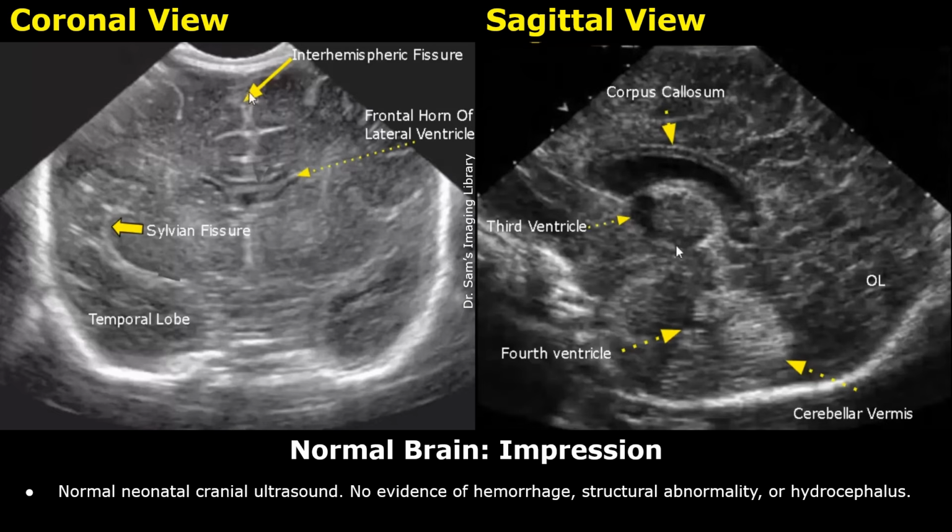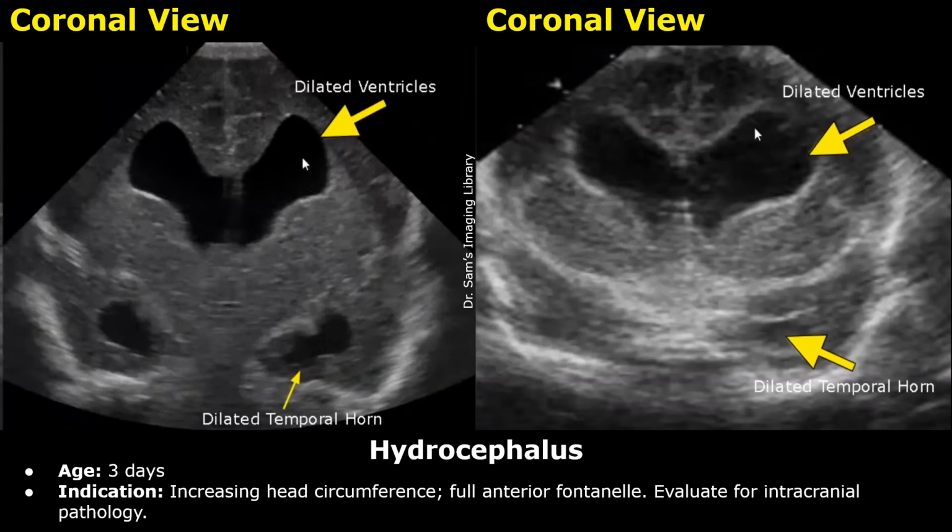Finally, we can end the report with the impression. Normal neonatal cranial ultrasound. No evidence of hemorrhage, structural abnormality, or hydrocephalus. So this is an example of a normal neonatal brain ultrasound report. Now we will look at the pathologies.